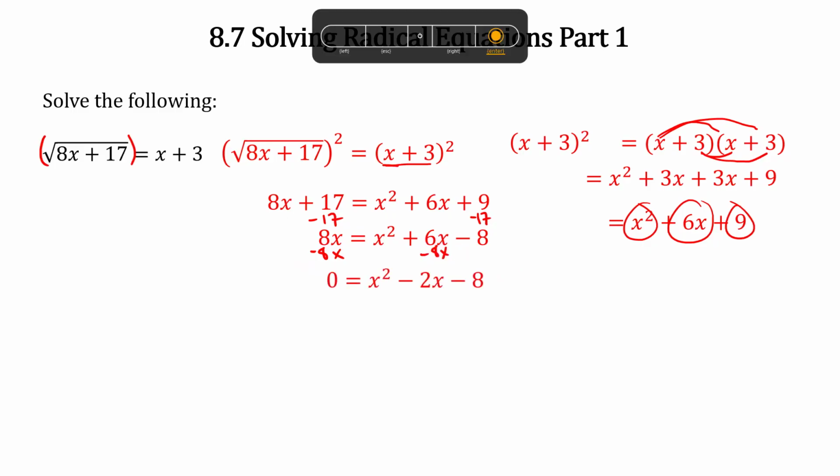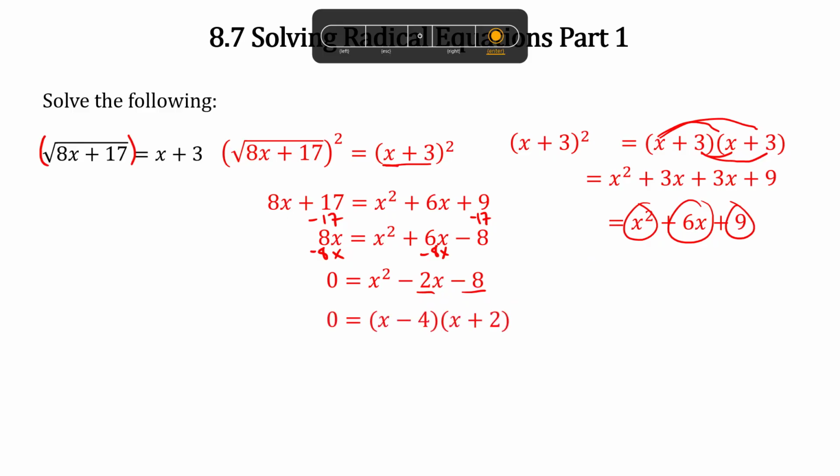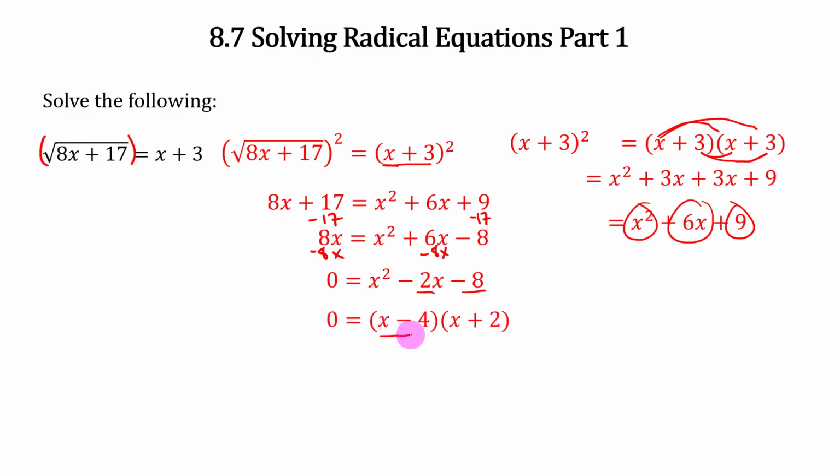And get that. Now I factor. What multiplies to negative 8 and adds to negative 2? It's going to be negative 4 and positive 2. Now I have a number times a number equals 0. That means one of these two numbers has to be 0. So this is a number and this is a number. What would make this 0? X being 4. What would make this 0? X being negative 2.